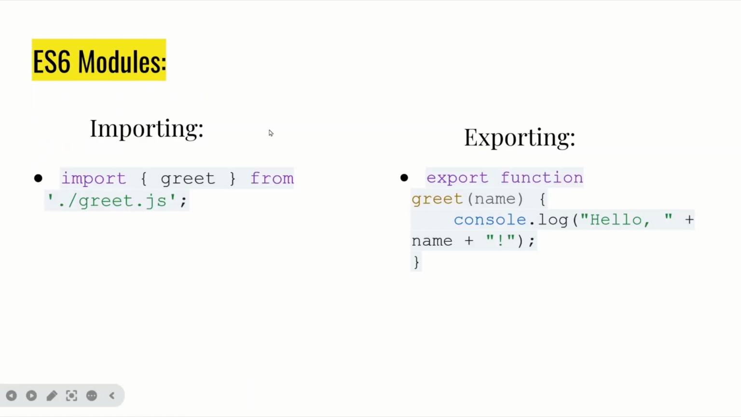We are also talking about how to use ES6 modules. For importing them, we need to use the keyword import, and inside the curly braces we need to write the function name, and next continue with from, and the file name where we store the function, like greet.js. For exporting that, we need to use the keyword export, function keyword, and function name followed with the arguments. Inside the curly braces we need to write the specific code.